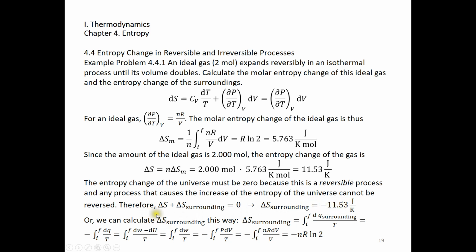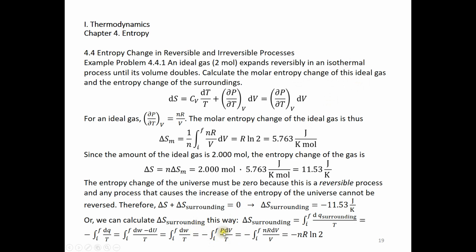Or we can calculate the entropy change of the surroundings this way. We'll use the definition of entropy. dS is equal to dq over T. So delta S of the surroundings is the integral of dq surroundings over T. And dq surroundings is negative dq, alright? And then dq is dU minus dw. Now we have this, and because dU is 0, why? Isothermal ideal gas, therefore dU has to be 0. We get this equation, and dw is negative P external dV. However, it's a reversible process, so dw can be written as negative P dV.